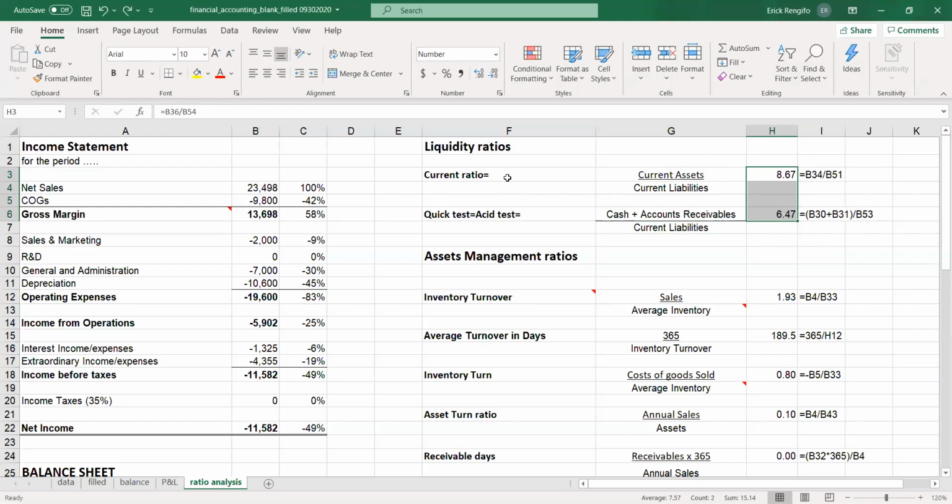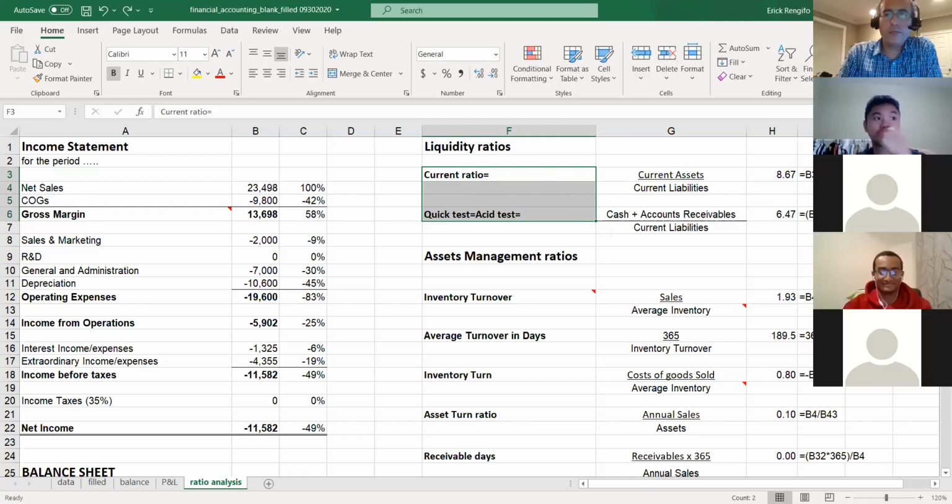Questions about these ratios here? Is it clear? Yep, perfect. Yes, yeah. Excellent.